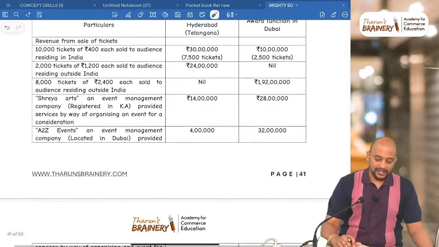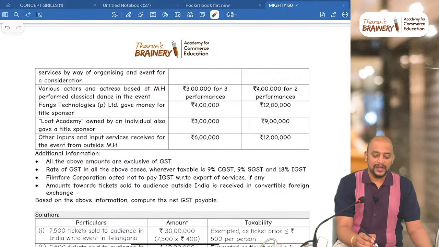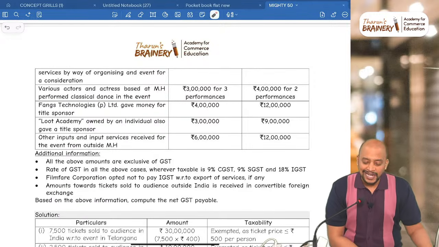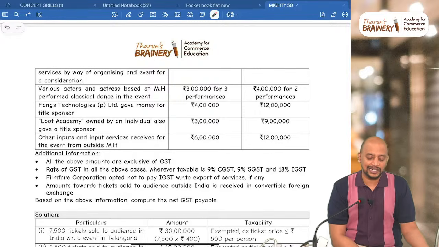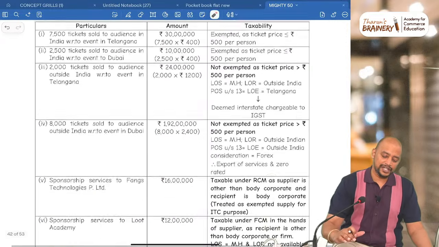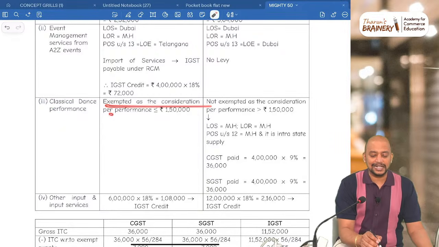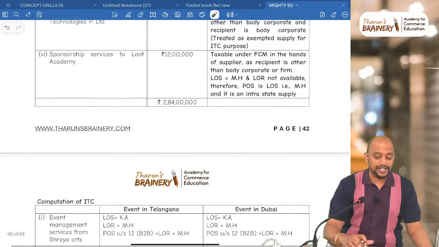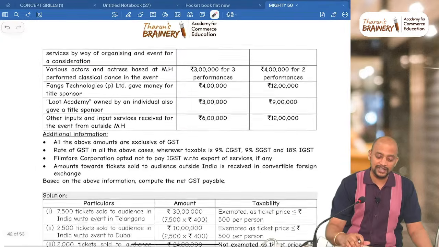Next one. So look into various actors and actresses based at Maharashtra performed classical dance in the event. Again that is inward supply. 3 lakhs for 3 performances, exempted. Correct? Why? Classical dance, performance artist. So therefore it will be exempted. So see here. Classical dance performance exempted as the consideration per performance does not exceed 1,50,000. This question credit is mine only. It is not given anywhere. I only created it. A lot of time it took to create this question.